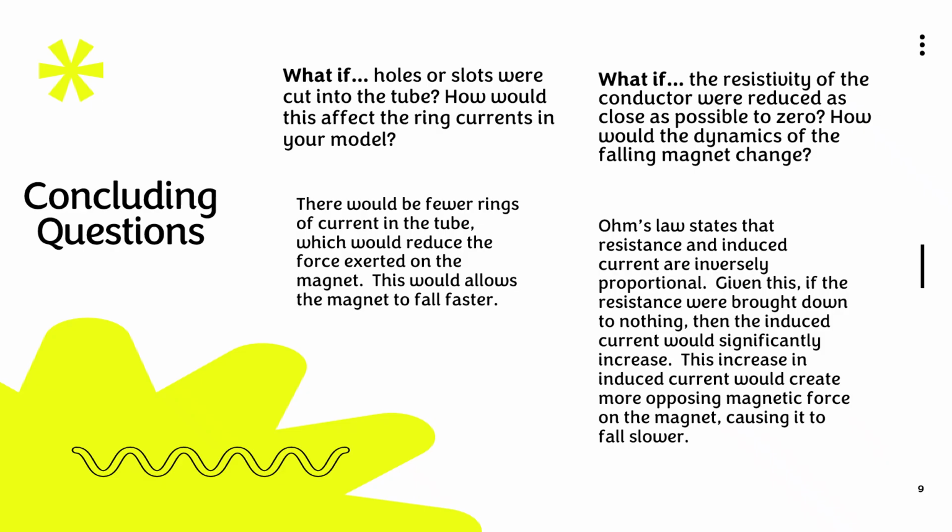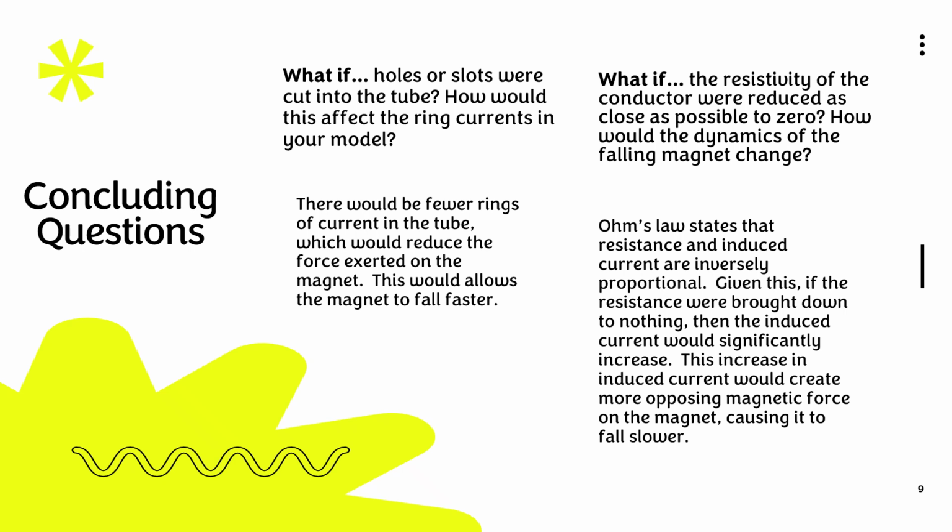And lastly, just a couple questions to close us out. If holes or slots had been cut into the tube, how would this have affected things? Well, first of all, there would have been fewer rings of current in the tube, which would have reduced the force exerted on the magnet, and this then would have allowed the magnet to fall faster.